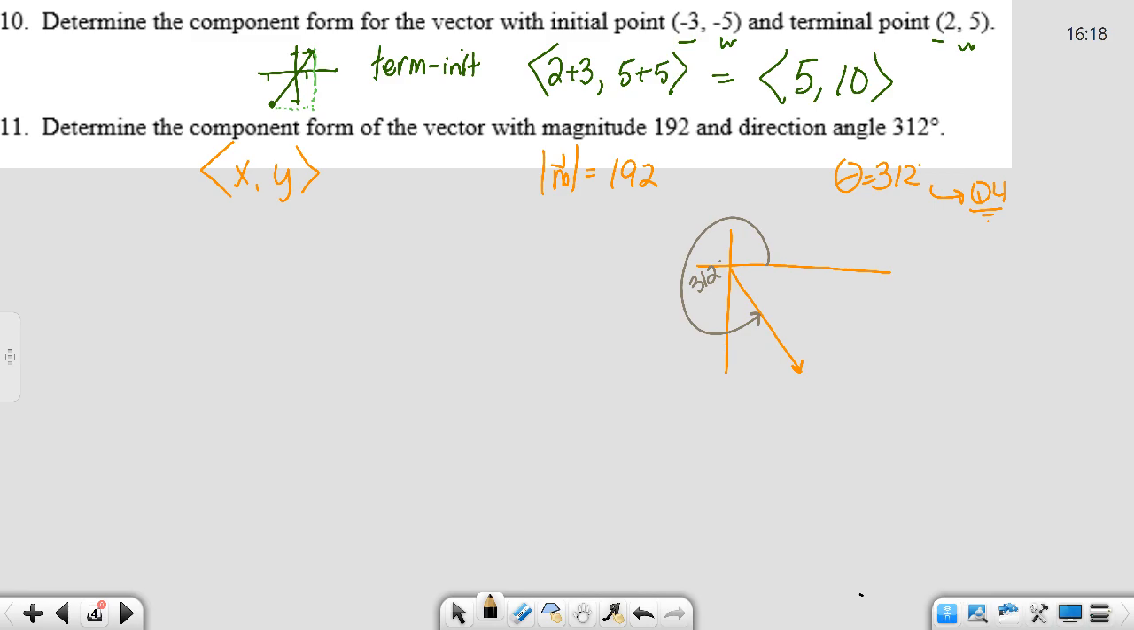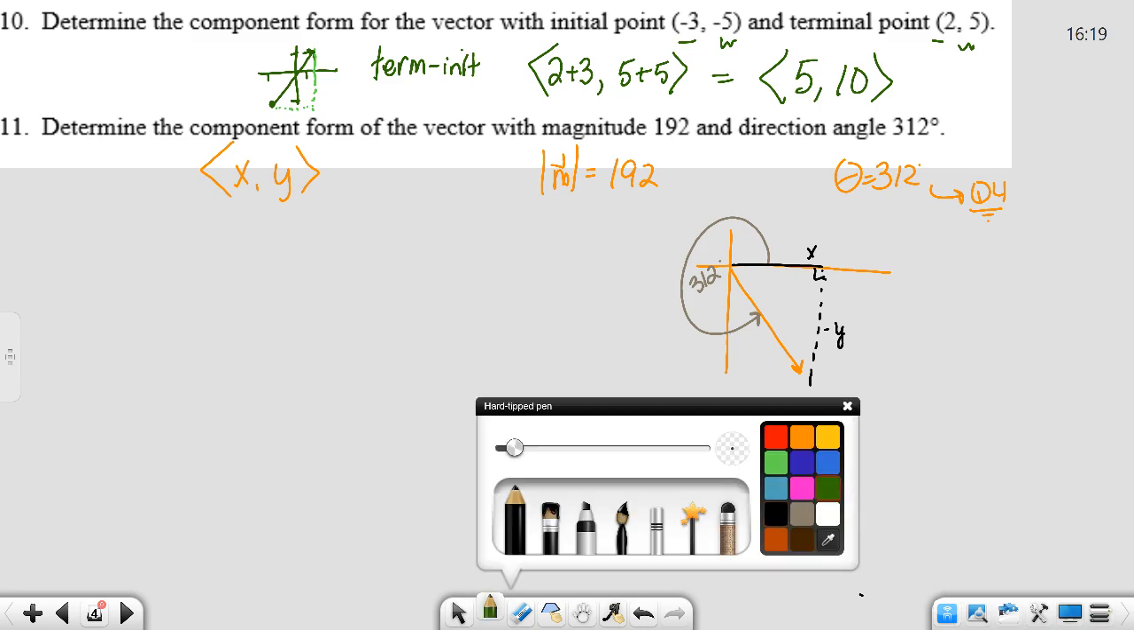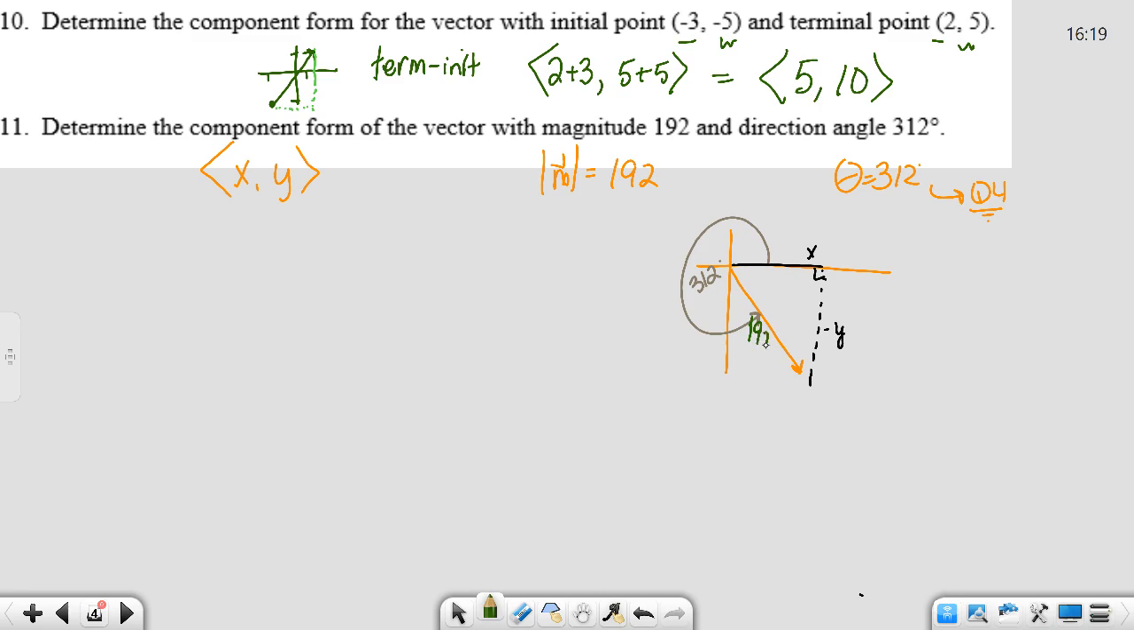How in the world are we going to figure out this horizontal distance and this vertical distance that actually drops down? So we'll need a negative y there. They just give me that exterior angle of 312 degrees. Oh, they do tell me the magnitude. Don't forget to put that in there. Your magnitude is 192. So that is the length of the vector that was created. Okay, so that kind of helps.